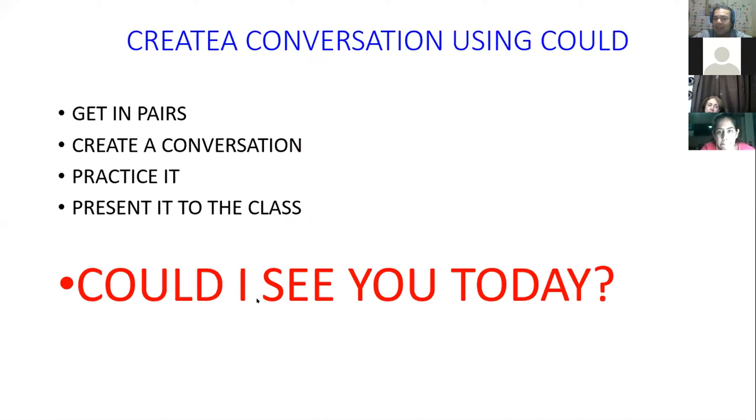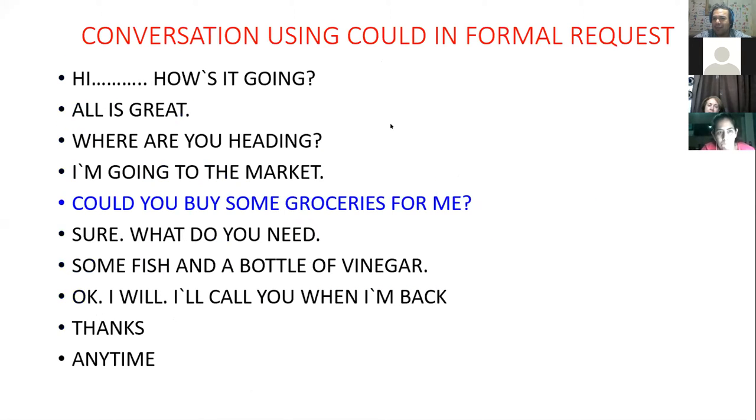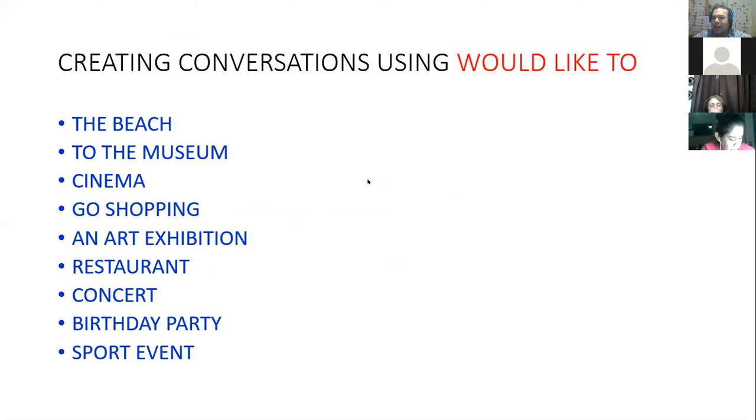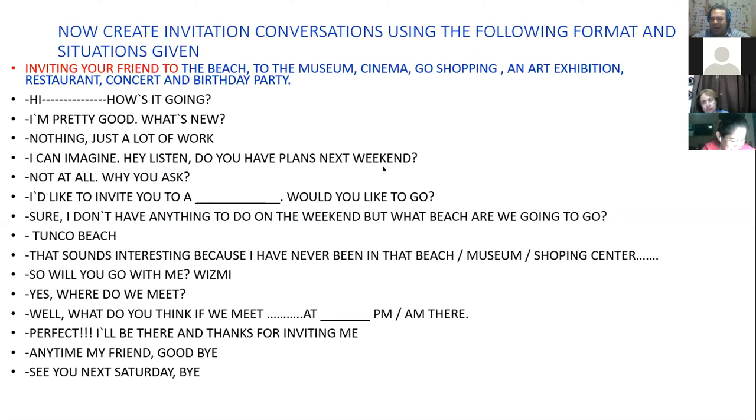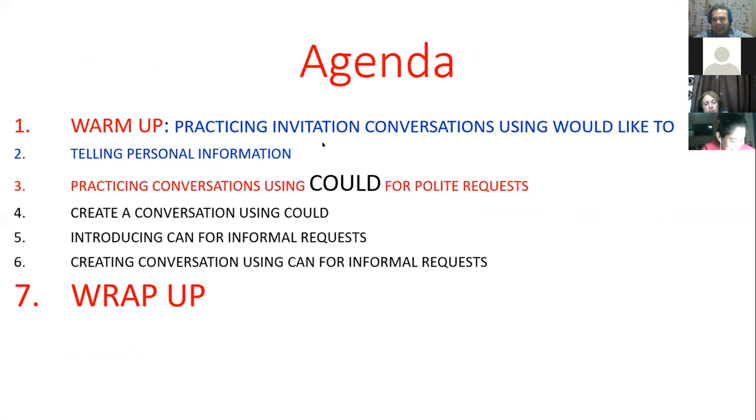You created a conversation using could. That was excellent, great job. We practiced one, two, three conversations using could. We practiced telling information, and I also put some of you to tell this information. So we were practicing some invitation conversations using the structure would like to. We practiced this conversation for invitations in different scenarios, different places. And the objective was to practice and to create conversations using can for informal requests. That was basically all the agenda that we have for today.